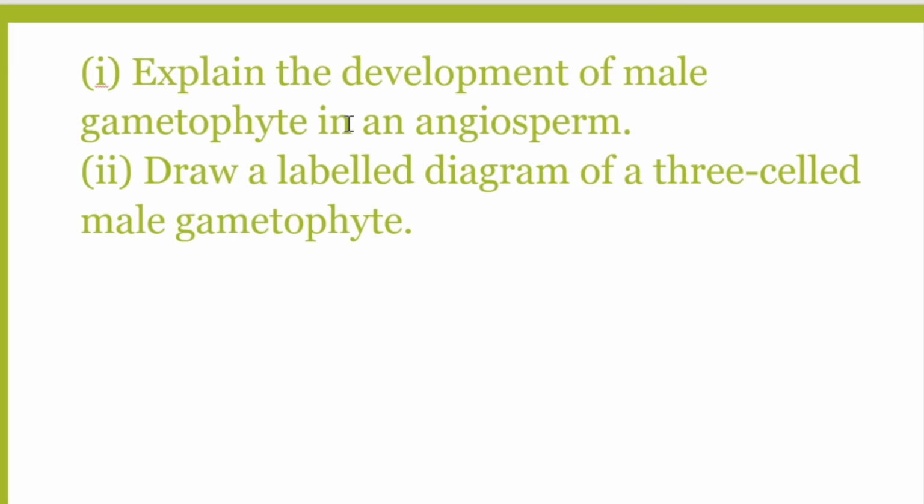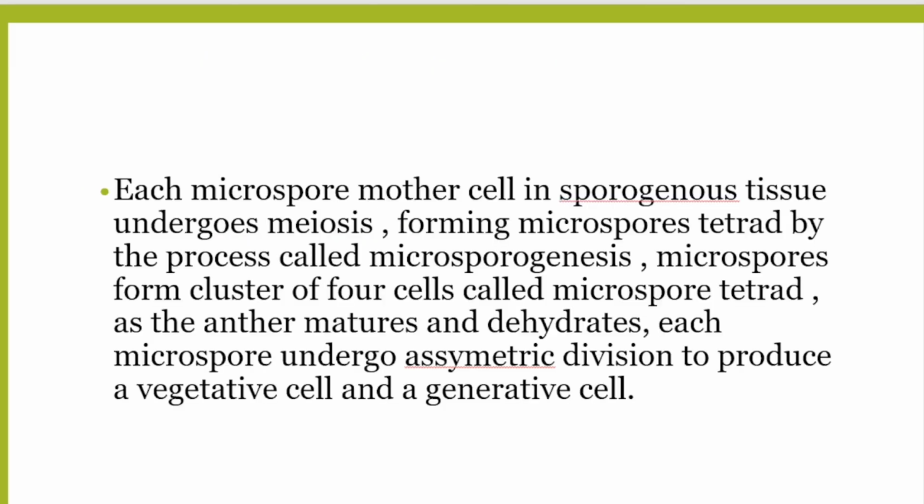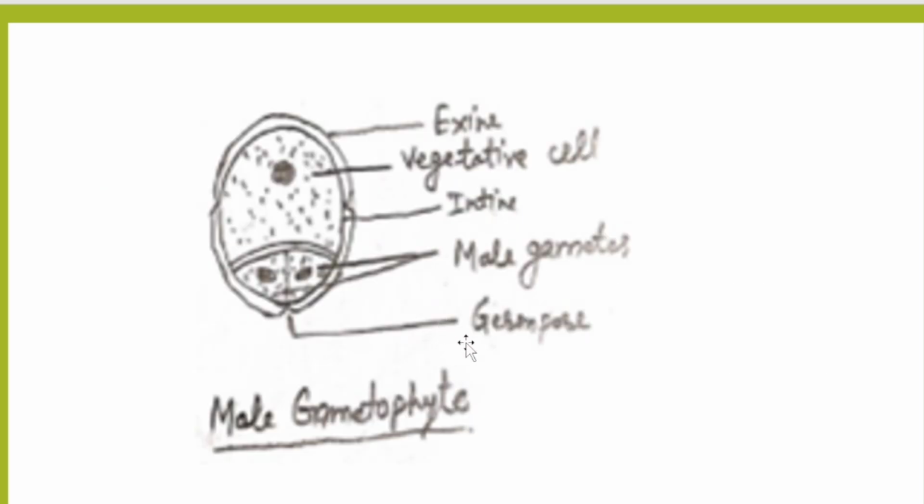Explain the development of male gametophyte in an angiosperm. Each microspore mother cell in the sporogenous tissue undergoes meiosis, forming a microspore tetrad by the process called microsporogenesis. Microspores form clusters of 4 cells, the tetrad. As the anther matures, they dehydrate. Each one undergoes asymmetric division to produce one vegetative cell and one generative cell. This is the structure of a male gametophyte or the pollen grain.